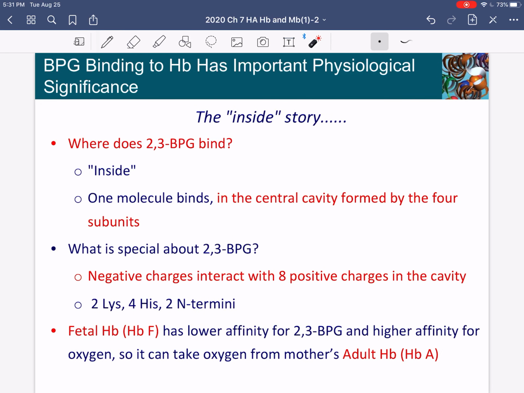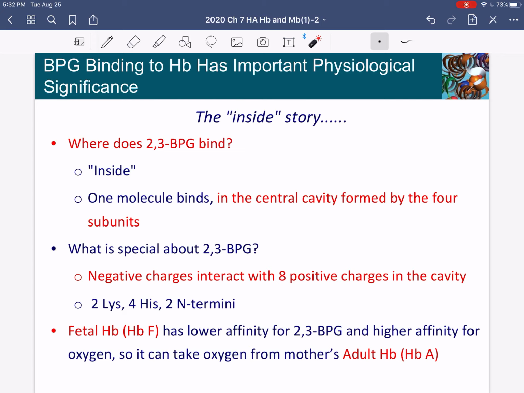So let's have a look at where BPG binds to hemoglobin. Where does it bind? It binds inside. One BPG molecule binds per tetramer. Okay, this is very different from oxygen. That's 4 O2 molecules per tetramer because there are 4 hemes per tetramer, right? But there's only one central cavity formed by all 4 of the subunits, and that central cavity is where BPG binds. The negative charges that you saw on the last slide interact with 8 positive charges that line the inside of that cavity: 2 from lysines, 4 from histidines, and 2 are N-termini.